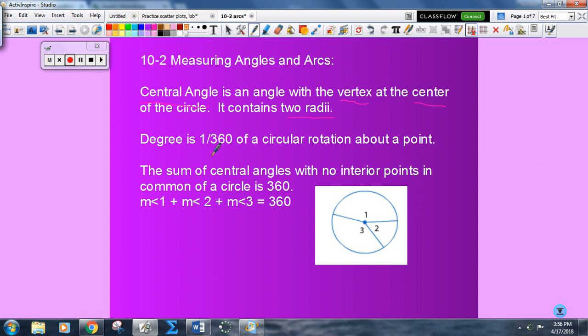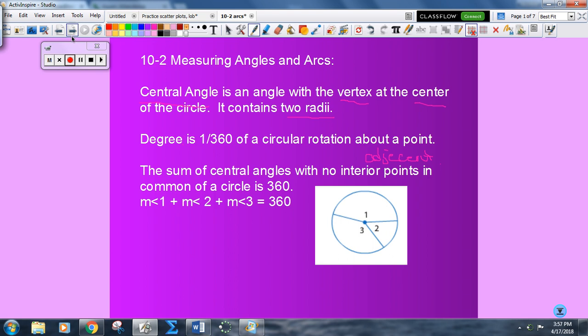The degree is 1/360. By definition, you know how we measure angles in degrees, it's 1/360 of a circular rotation about a point. That's why a circle is a full 360. The sum of central angles with no interior points in common, or in other words, adjacent angles, is 360. So here I have 3 interior angles. If I add them together, I get 360.